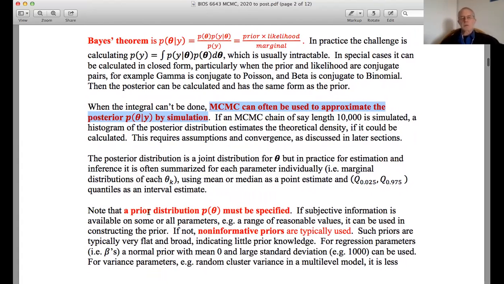Okay, here's priors that you've actually talked about now. Prior distribution has to be specified. If you don't have prior information, you can specify a non-informative prior. Regression, here's what I said before. Regression parameters usually assumed to be normal with a huge variance.